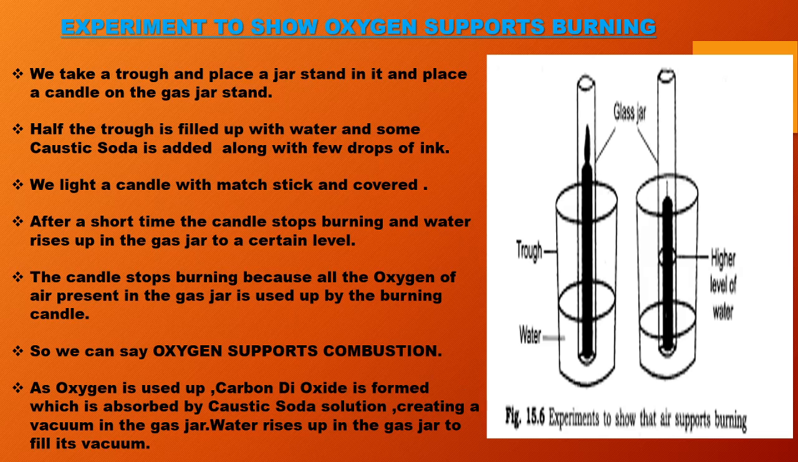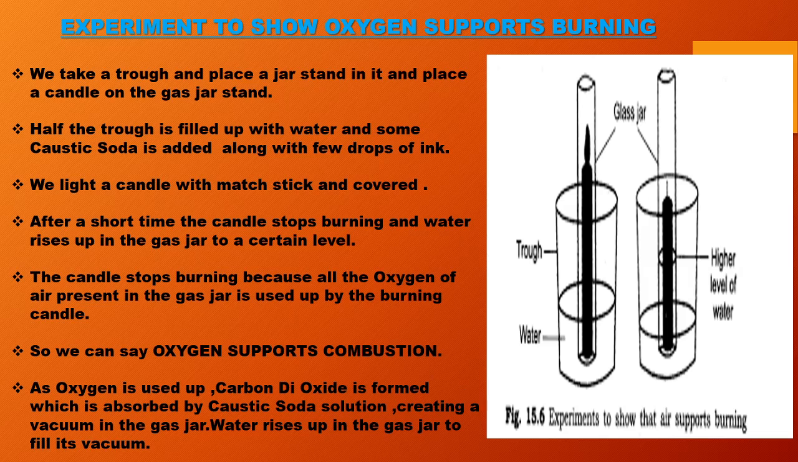We take a trough and place a jar stand in it, and place a candle on the gas jar stand. Now half the trough is filled with water, and some caustic soda solution is added along with a few drops of ink. This is how the experimental setup was done.